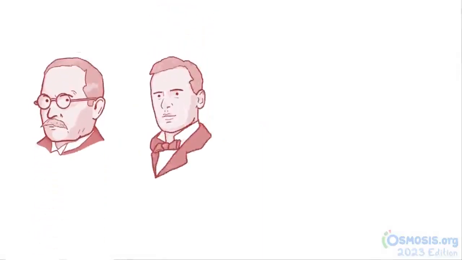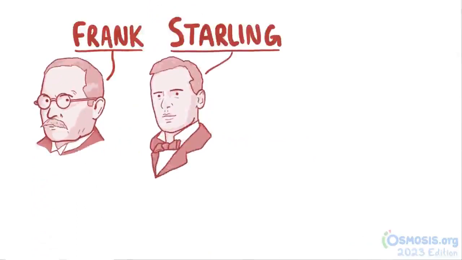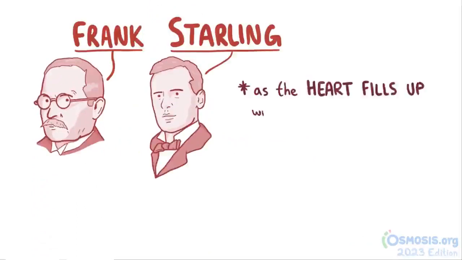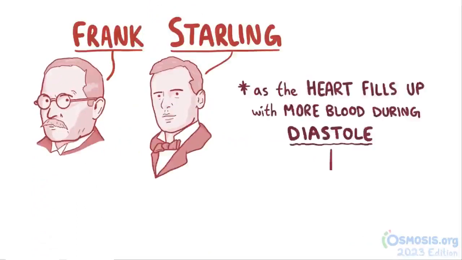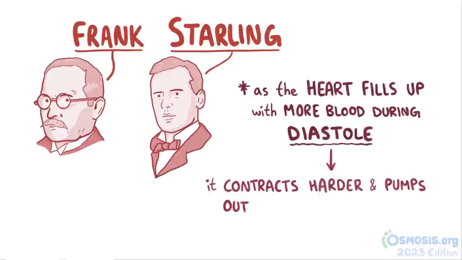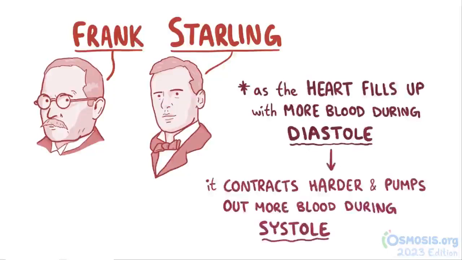More than a century ago, 2 physiologists, Otto Frank and Ernest Starling, discovered that as the heart gets filled up with more blood during diastole, it contracts harder and pumps out more blood during systole. Naturally, they came up with the Frank-Starling law to explain this relationship.